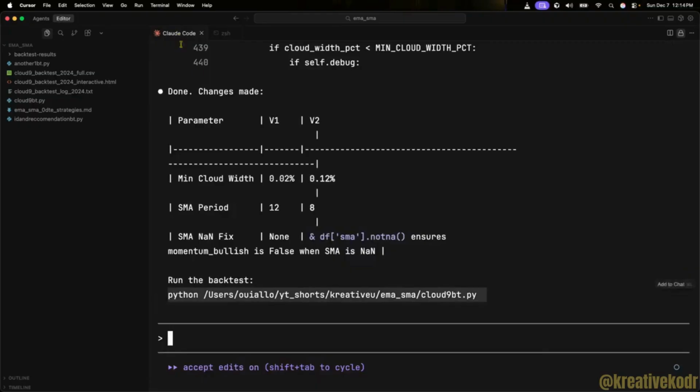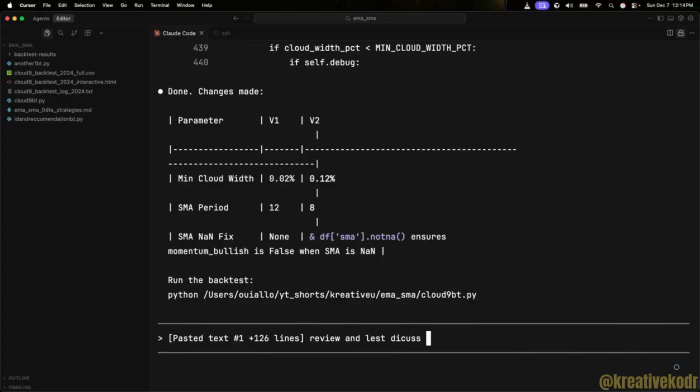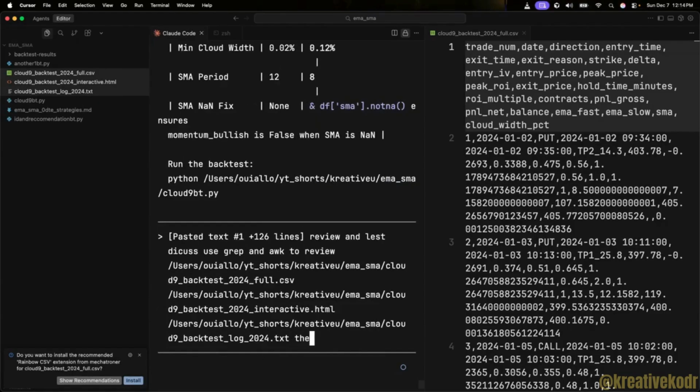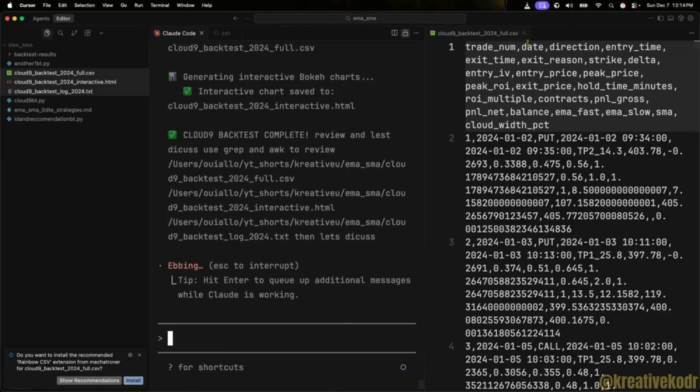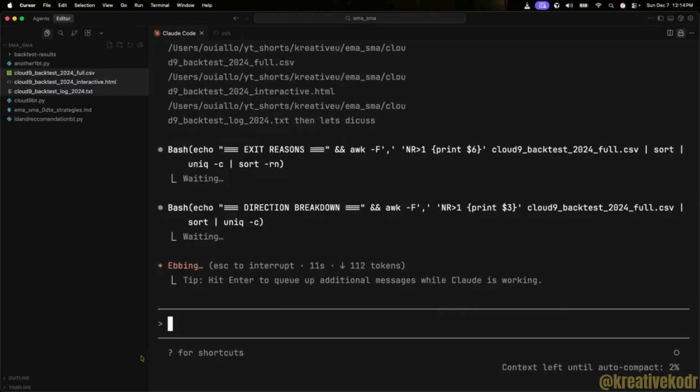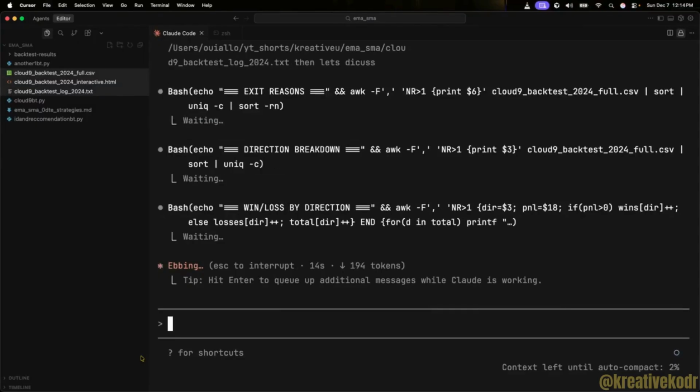You know what I forgot to do? The steps taken. All right, review and let's discuss. Use grep and arc to review. Then let's discuss. All right, so we're getting better, man. This EMA strategy may be one that we are probably going to get better. So I'm going to do one more iteration, and we're going to see how much better we can get the strat.